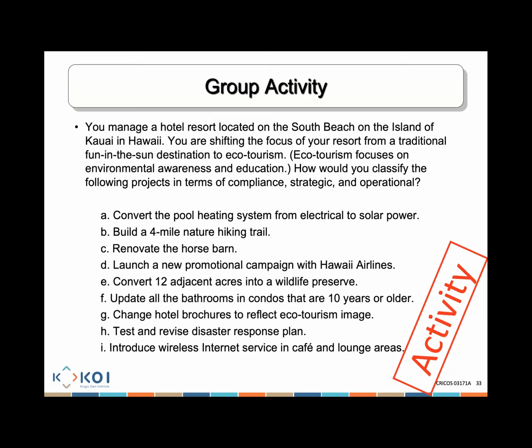Because the hotel who build a 4-mile hiking trail, they may be doing it as a strategy for attracting more tourists to their hotel. So they want to be seen as an ecotourism hotel. They want to basically show environmental awareness. They want to show environmental education. That building of the hiking trail is actually helping them meet their long-term strategic needs in the business. Yep. Does that make sense? Yes. What about renovating the horse barn?